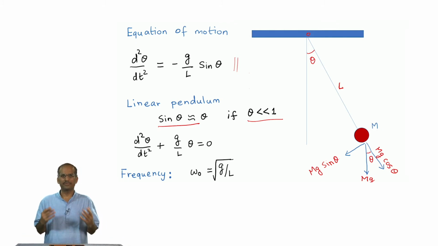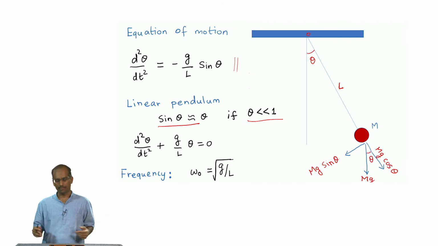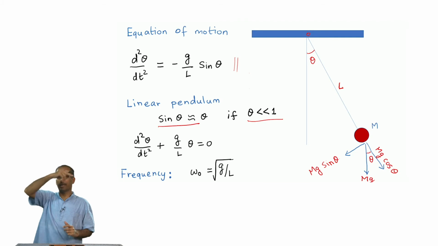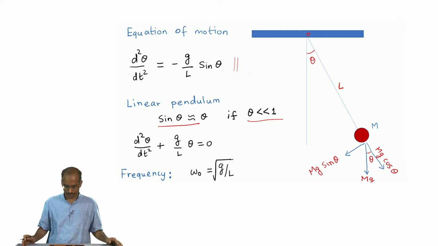This is one way of stating that theta is small, but typically an angle of a few degrees like 3, 4, 5 degrees would still give you a reasonable approximation. But if you take the bob of your pendulum and leave it here, where the angle that you have made is really large, close to 90 degrees, in which case this approximation would not work at all.